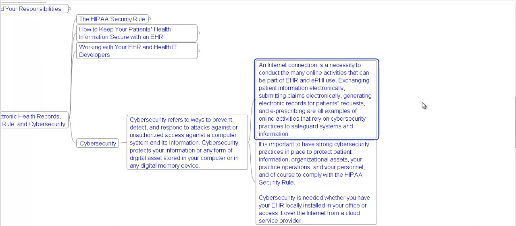An internet connection is necessary to conduct the many online activities that can be a part of electronic health record and ePHI uses. Exchanging patient information electronically, submitting claims electronically, generating electronic record for patient request and e-prescription are all examples of online activity that rely on cybersecurity practice to safeguard system and information.